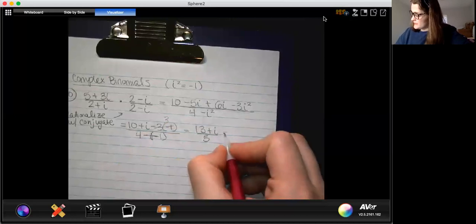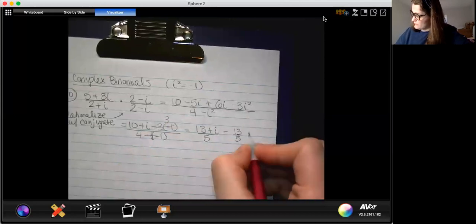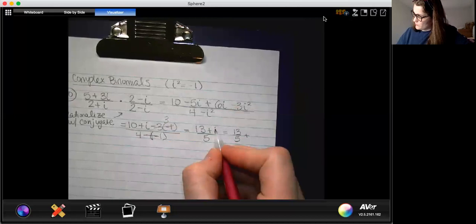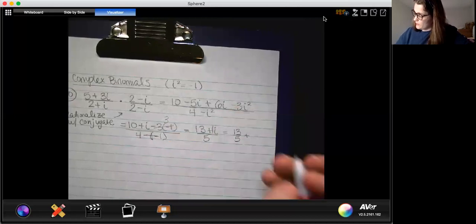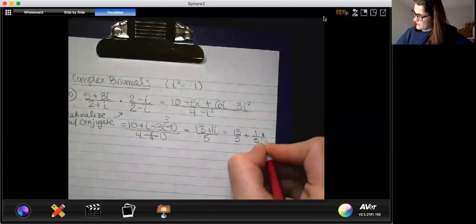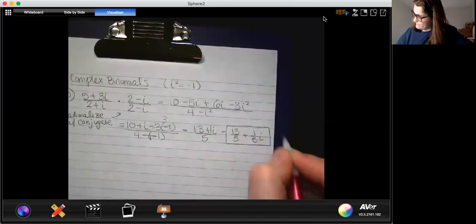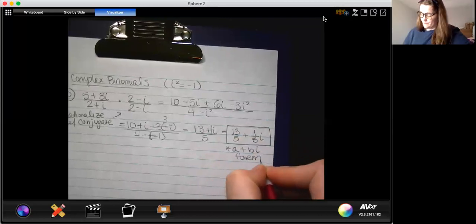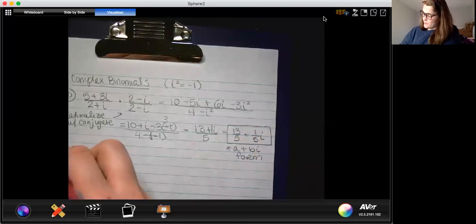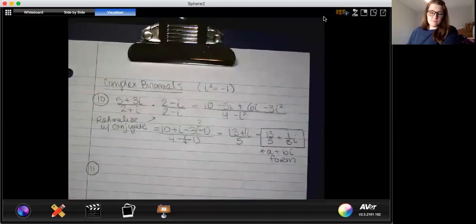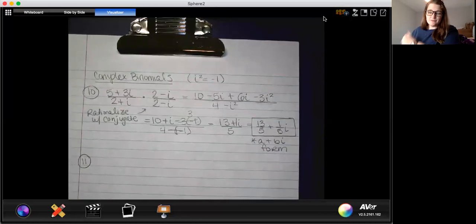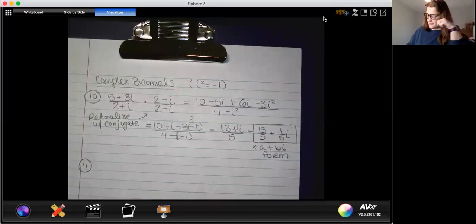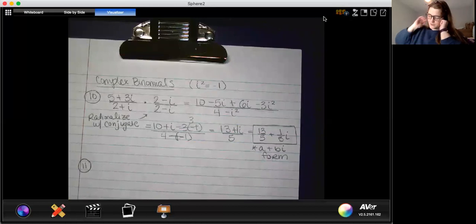And just like we did in the first examples, we want it to be in a plus bi form. Since there's not a number with the i, keep in mind that that would be 1, so it'd be 1/5 i. Okay, so again, a combination of the two skills. We have the i's and we have the binomials, so complex binomials. Okay, let's try our next one.